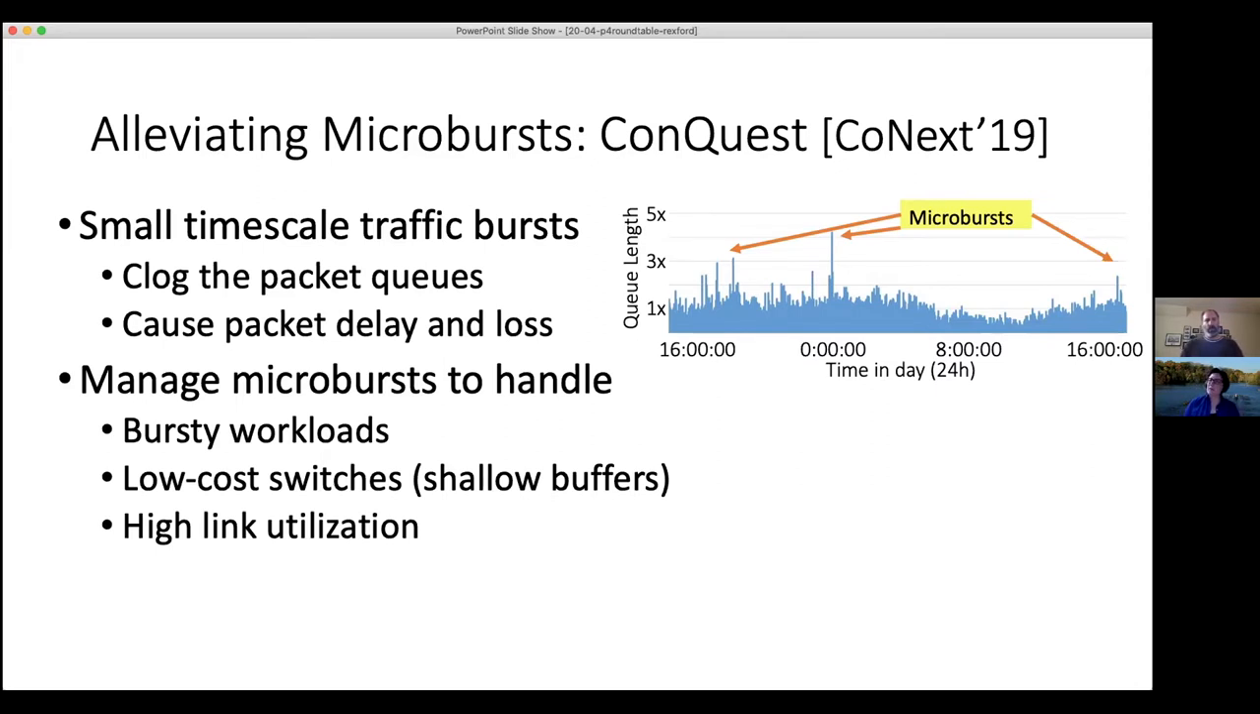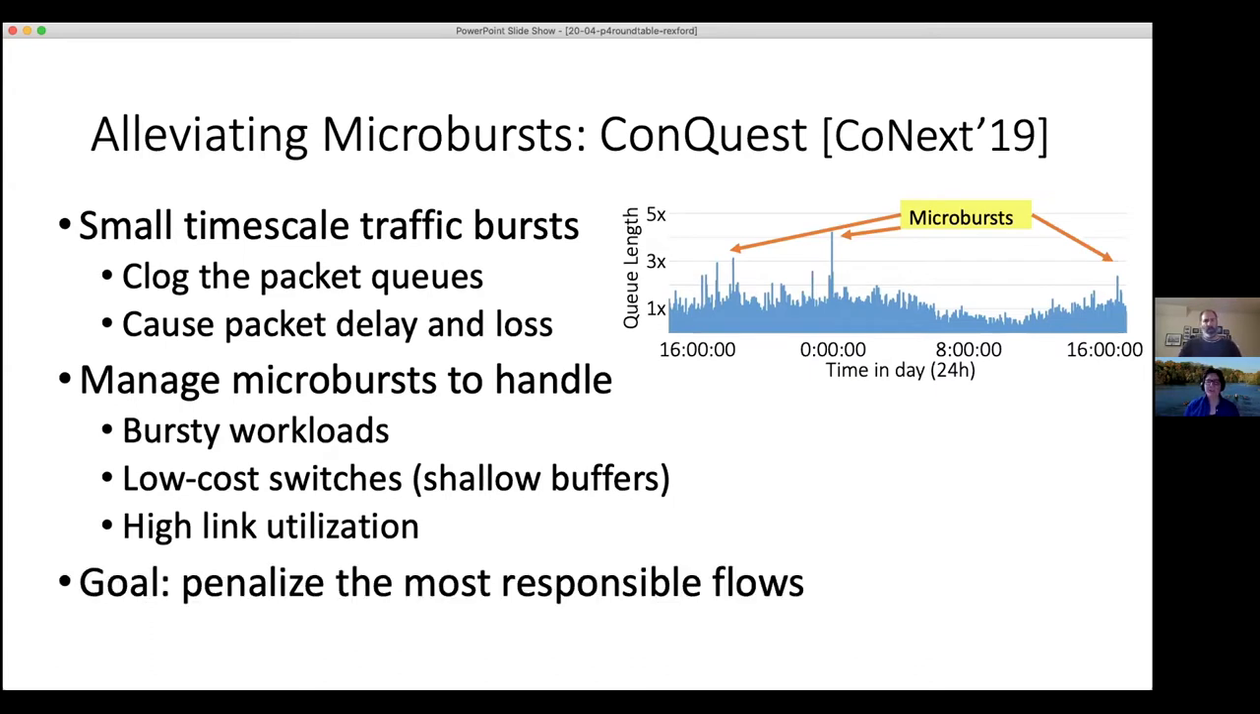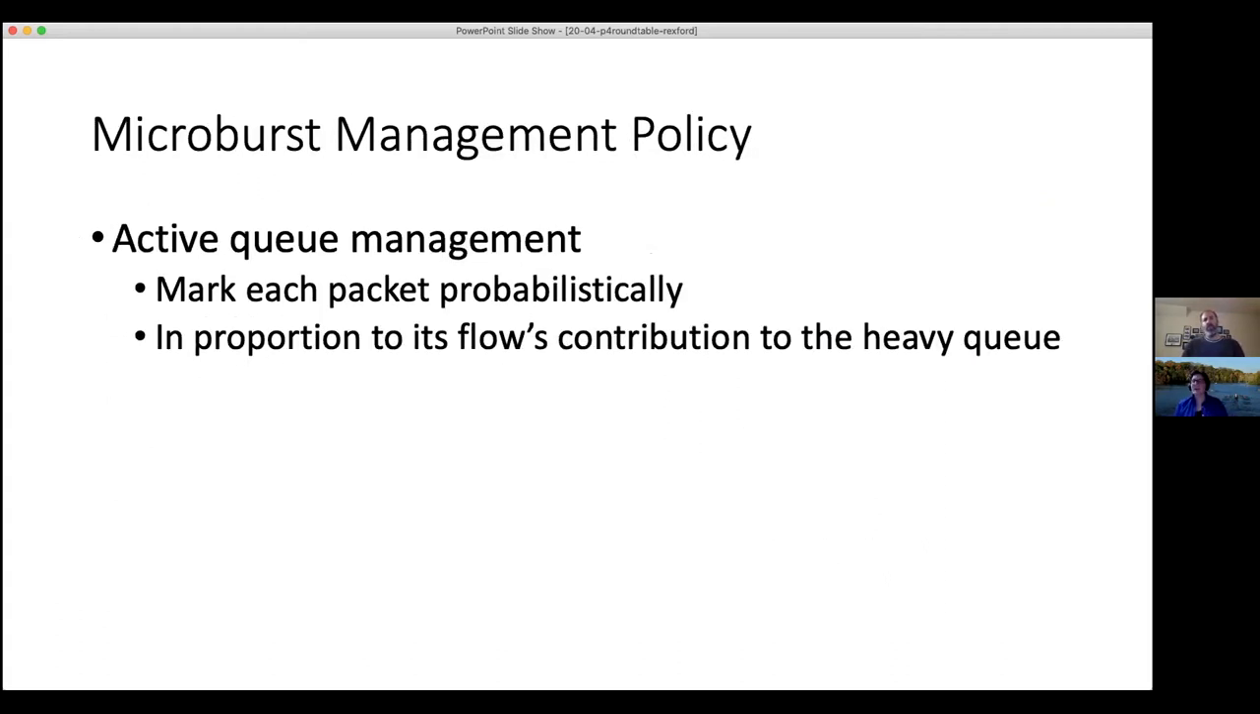But if you can manage the microbursts, or in particular micromanage the microbursts, there's a chance to do that. How? By penalizing the flows responsible for the microburst. Something that requires fine-grained telemetry to be able to zoom in and ask a question for a given packet, is my flow responsible for this long queue I'm joining? And if so, handle that packet differently.